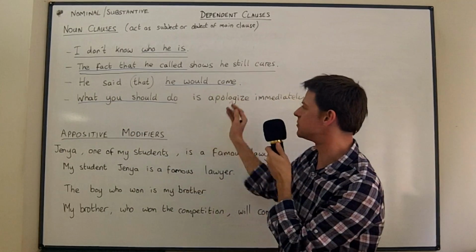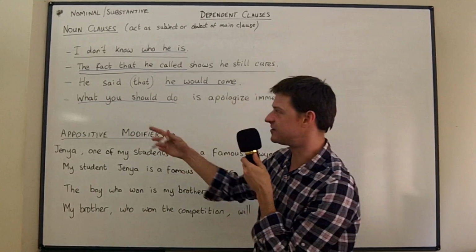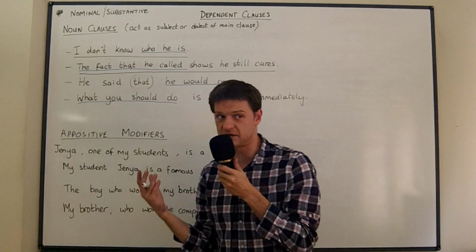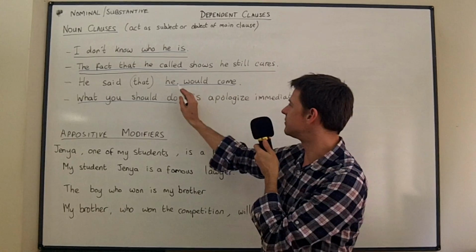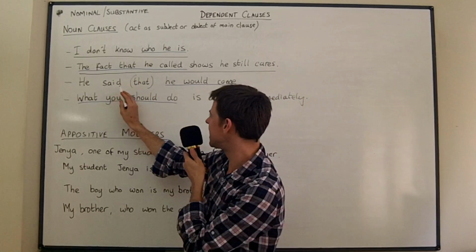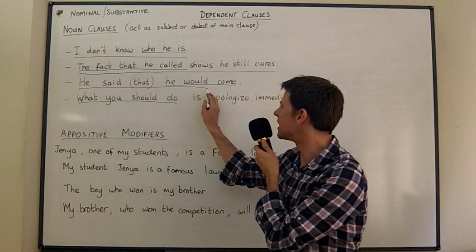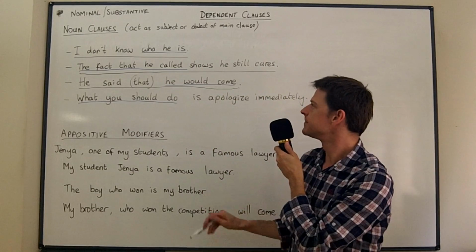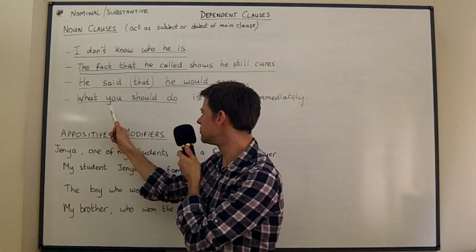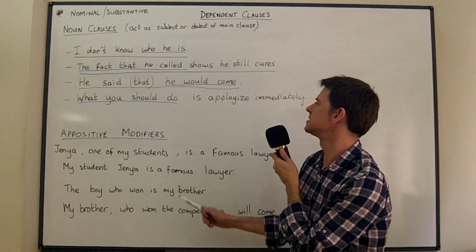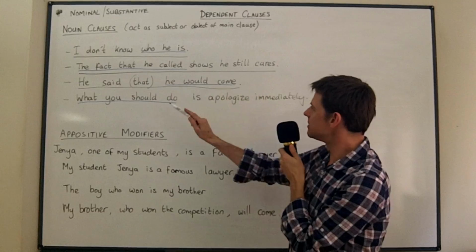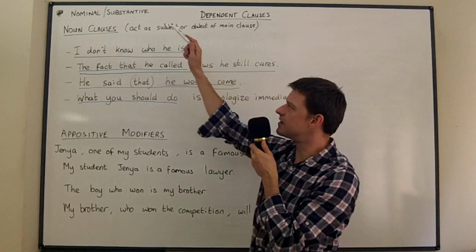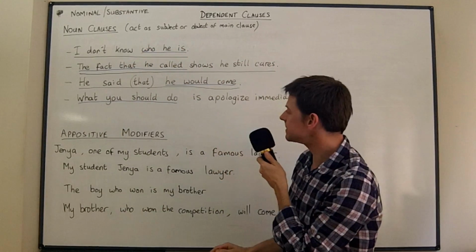He said that he would come, or any of these speaking verbs where you're reporting, the reporting verbs, there'll be noun clauses in there because we're using this as the object of said, and this is the entire independent clause. And we can see another one here. What you should do, this is the subject, is apologise immediately. So I hope you can see with these examples that there are noun clauses too.